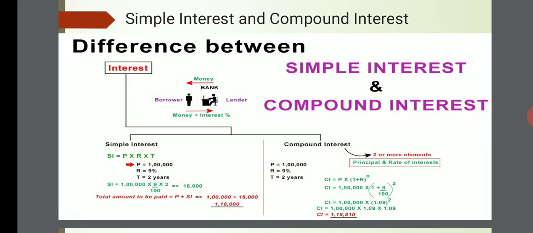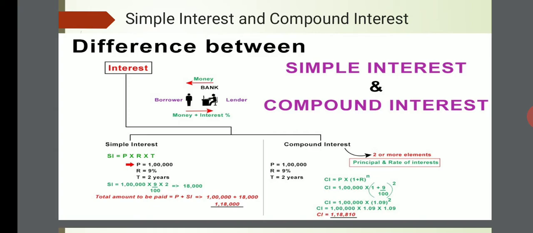Simple interest and compound interest, we already know this. Simple interest is P into R into T upon 100. That is, if principal is 1 lakh rupees, rate is 9%, and time is 2 years, the interest will be 18,000 rupees. And the amount will be 1 lakh plus 18,000, that is 1 lakh 18,000 rupees.